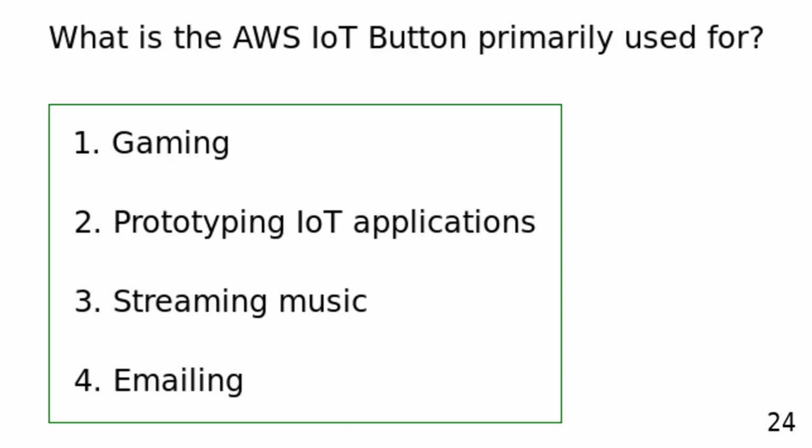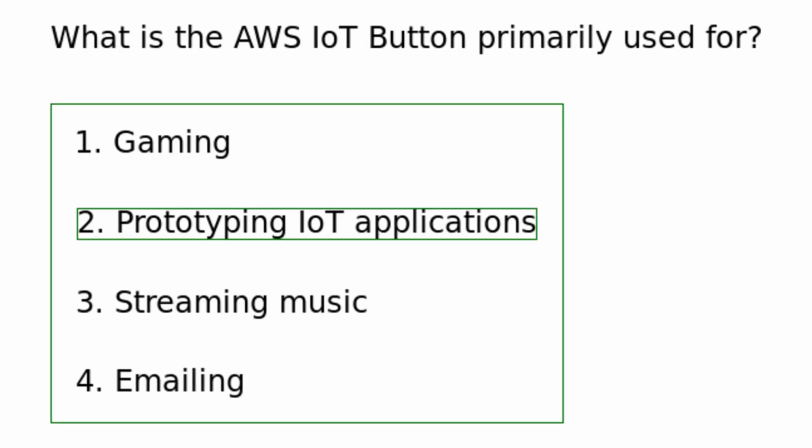What is the AWS IoT Button primarily used for? Gaming, prototyping IoT applications, streaming music, emailing. The AWS IoT Button is designed for developers to prototype IoT applications quickly and easily.